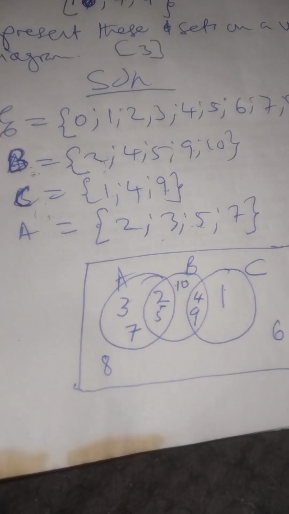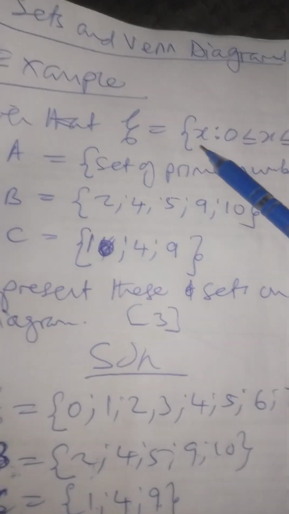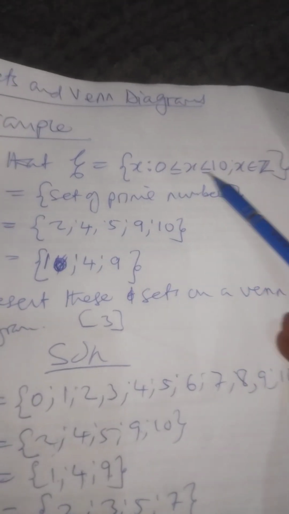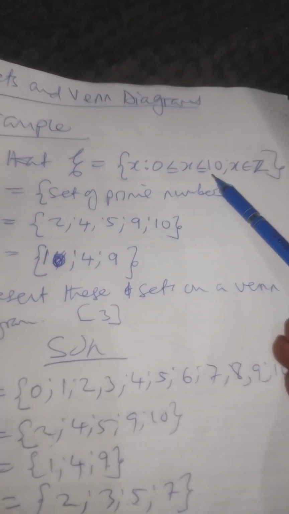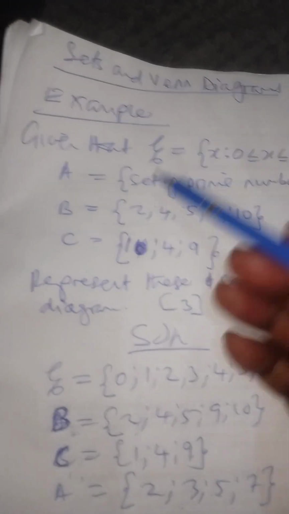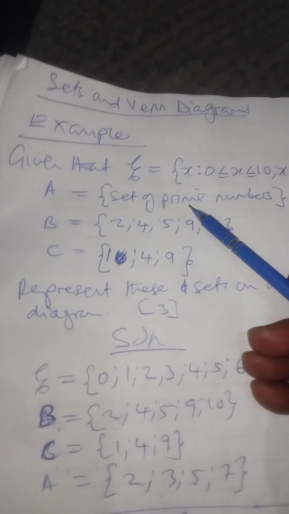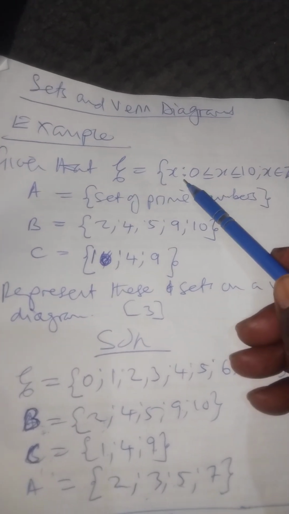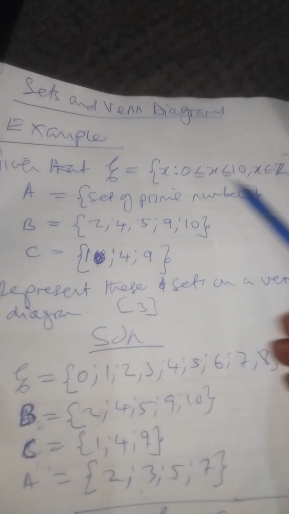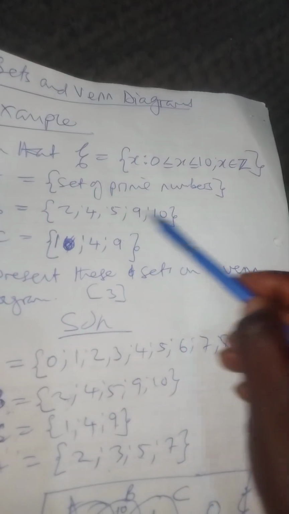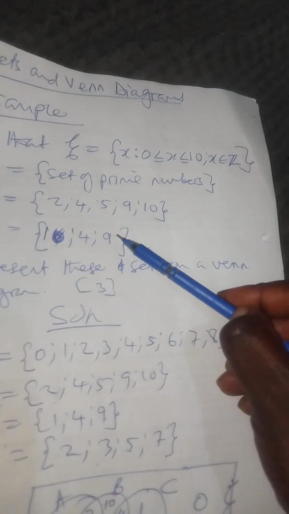Is it clear, guys? First, if the range is small, try to list them down. But if the range is too big, for example, 0 to 50, you cannot list all those elements from 0 to 50. Then if you are given prime numbers, first know what a prime number is. See which prime numbers are there in the universal set. What are the prime numbers available? List them. Then set B is already given, it's fine. Even set C is already given, it's fine.